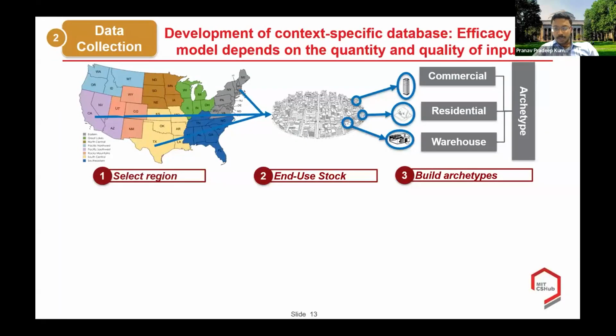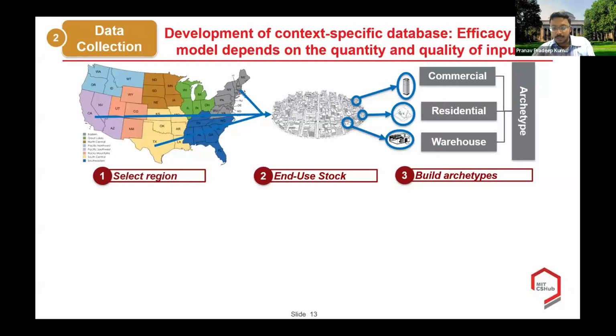The next step here is to collect sufficient information since the efficacy of the model depends on the quantity and the quality of the input data. Therefore, we start by selecting a region of interest and collect the different end-use stock that includes different types of buildings, pavements, and other infrastructure. Then build different archetypes for each end-use stock. So for example, if it's buildings, we could divide it into commercial buildings, residential, or warehouse.